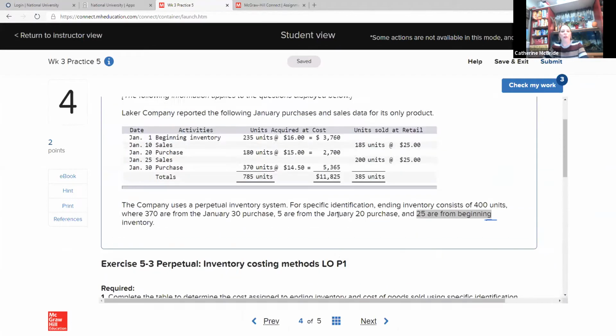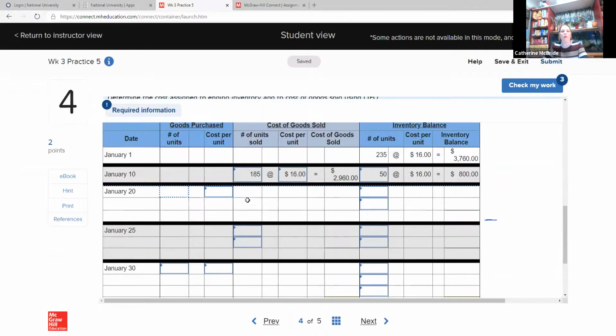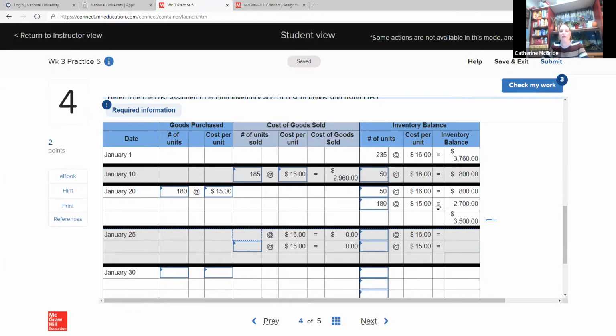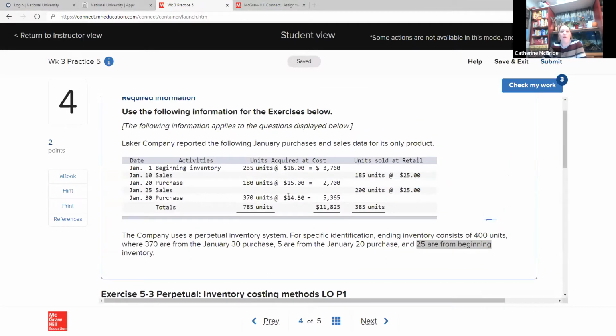On January 20th, we purchased 180 at $15. So I'm going to go down here. We purchased 180 at $15. So now we have two layers. We have our 50 at $16, and we have our 180 at $15. Those are our two layers, the 50 and the 180. Those are the only thing you're looking at now. On January 25th, we sold 200 units.